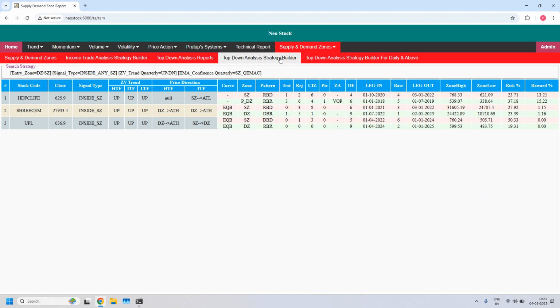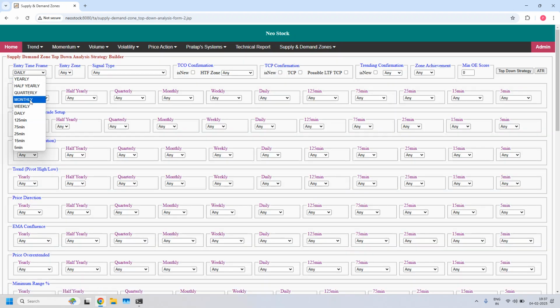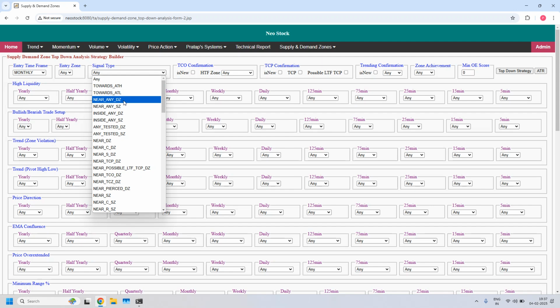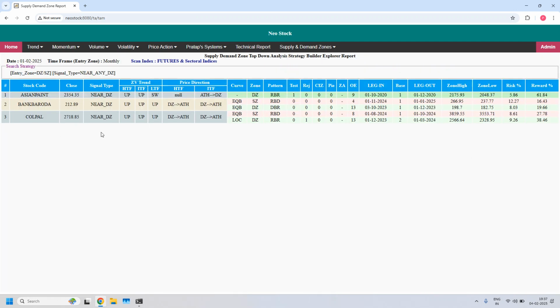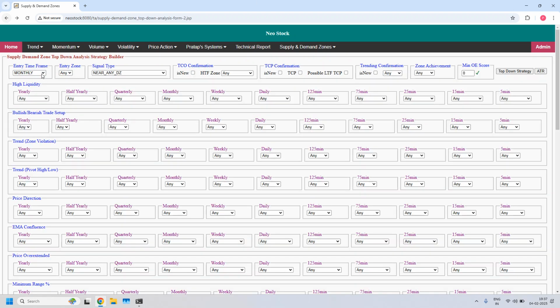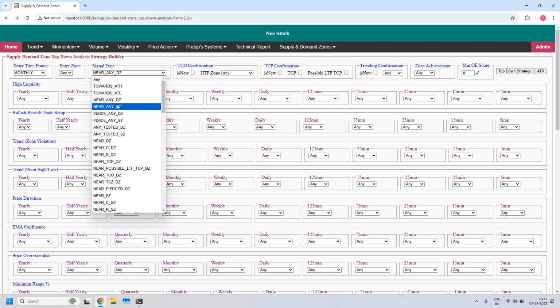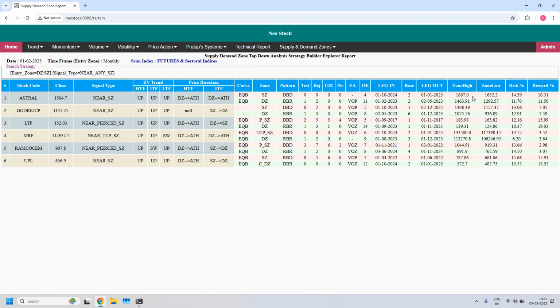Okay, next time frame is monthly. Stocks near monthly demand zone. We got 3 stocks. Next, monthly time frame. Stocks near monthly supply zone. We got 6 stocks.